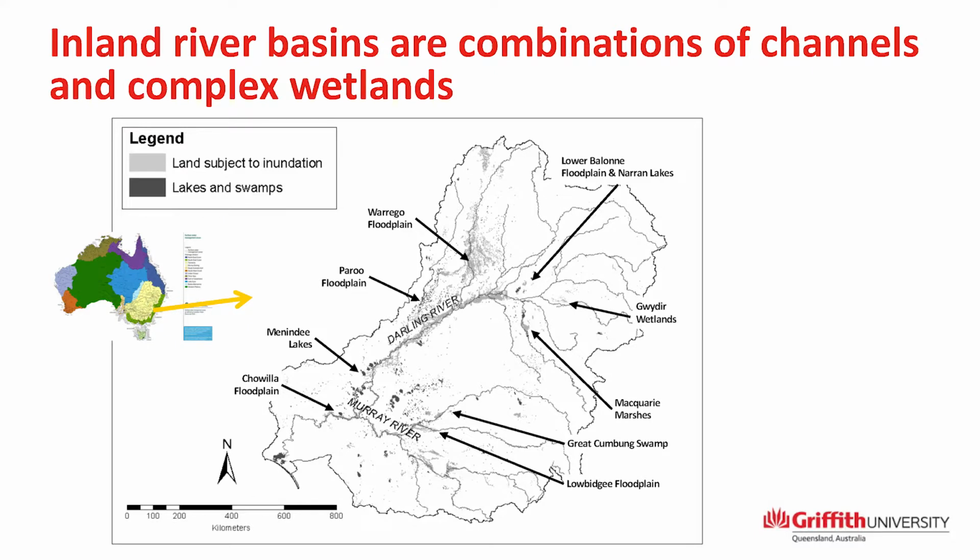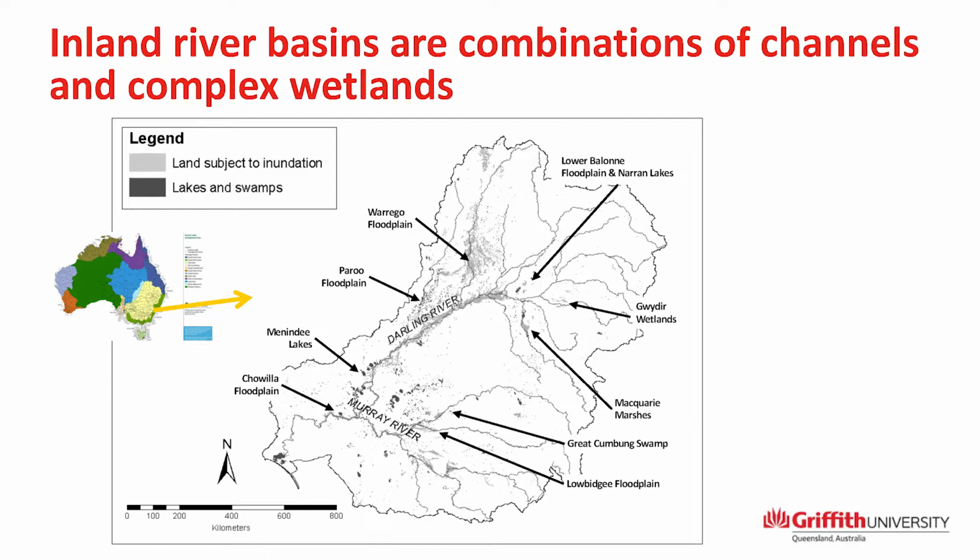meets the main channel. Macquarie Marshes, it does the same. You've got the lower Balonne floodplain and the Narran Lakes complex, and that needs to fill with water before it actually goes and reaches through to the Barwon-Darling system. The Warrego floodplain, the same. And further west, the Paroo floodplain flows out into a massive sort of floodplain water bodies and wetlands before very occasionally it spills into the Darling just upstream of Wilcannia.